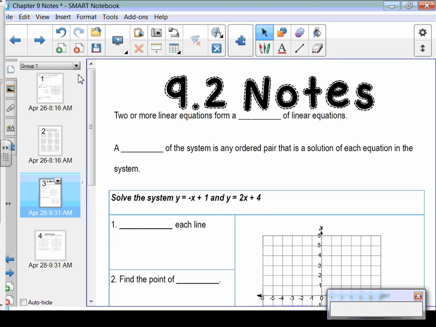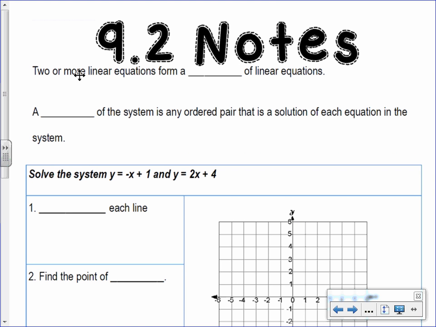We're going to talk about systems of equations today. All that means is you're dealing with more than one equation. So it's equations that come together to form a system. It's when two or more linear equations form a system. If you're asked to graph more than one line, that's what we call a system. If you graph 2 lines, 3 lines, 4 lines, you're graphing a system.